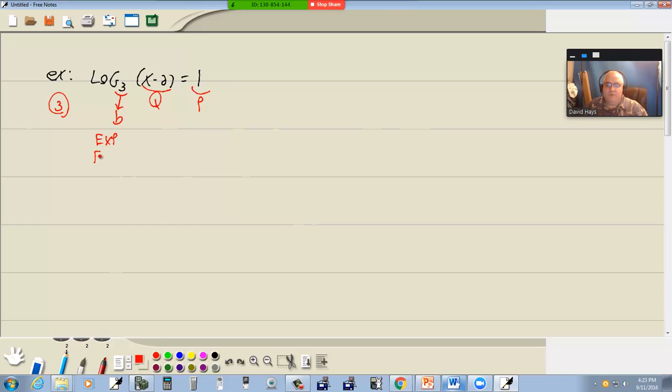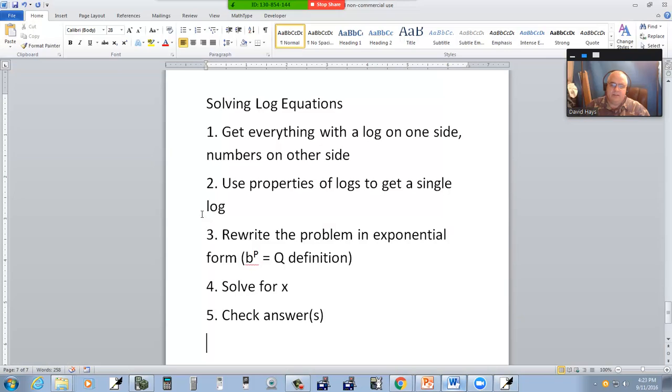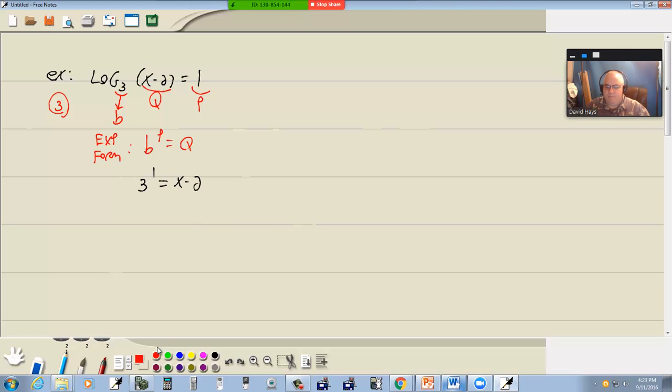So our exponential form is b to the p is equal to q. Well, b was 3, p is 1, and q is x minus 2. And then we want to solve for x. That's step 4. So I'll take negative 2 over, it becomes a positive 2, and we get x is equal to 5.